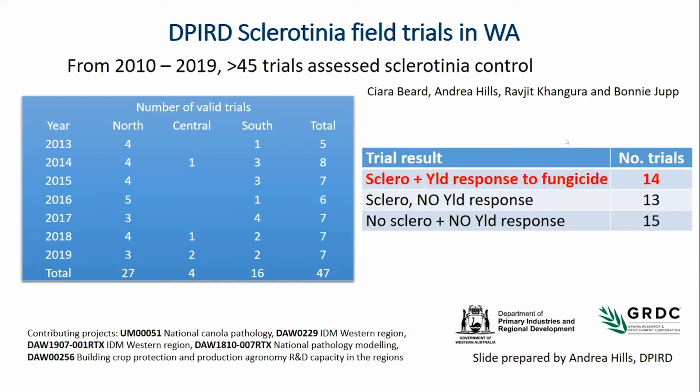The interesting thing is that of the 47 trials that we've done, there's been sclerotinia and a yield response in only 14 of them. So that's about a third of the trials. In the other two thirds, there's been sclerotinia but no yield response, or no sclerotinia and no yield response. I wanted to show you this because sclerotinia is a challenging disease to forecast, and this shows you that yield responses to fungicide are not guaranteed.